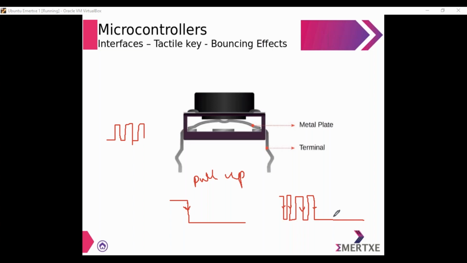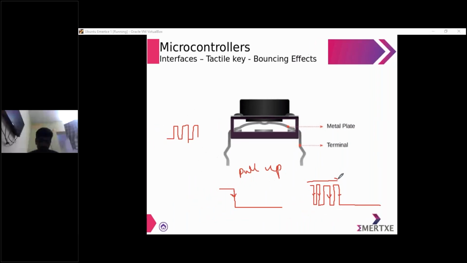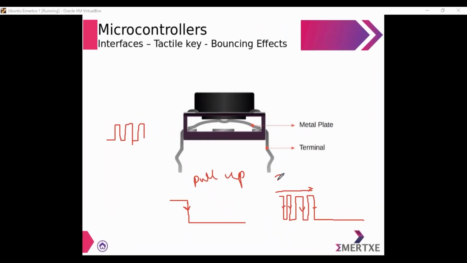Before reading the switch, you will add a small delay. So this bouncing period, what you see, will be approximately from 20 milliseconds to a maximum of 50 milliseconds. Okay. So the bouncing period can vary from 20 to 50 milliseconds, and it depends on several factors.